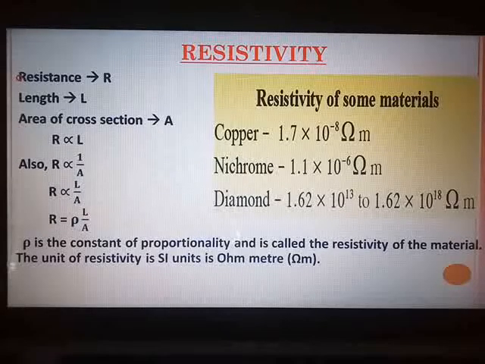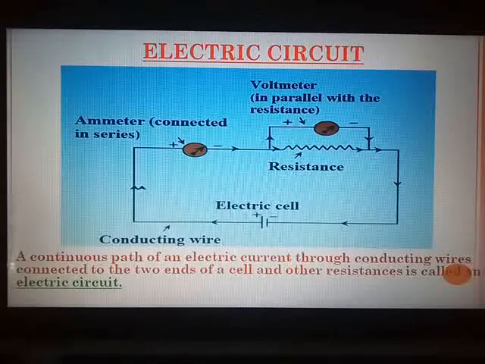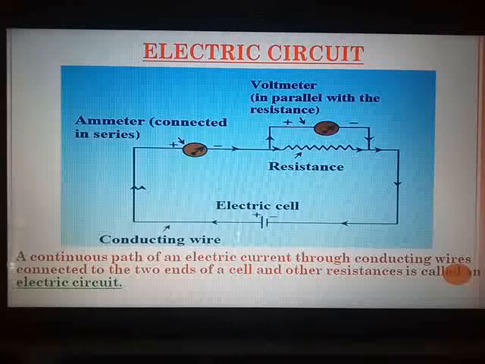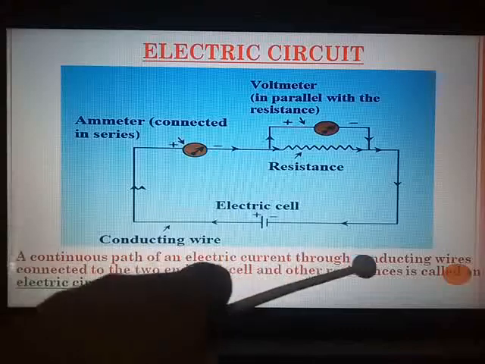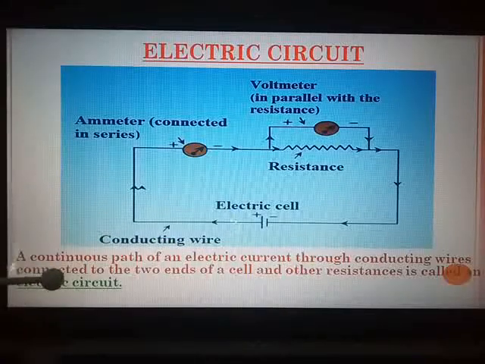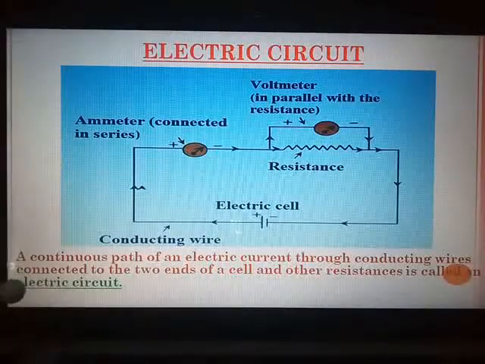Our next topic is electric circuit. You know about the different types of circuits which you have in your houses. So what is this electric circuit in scientific terms? First we will see its definition. A continuous path of an electric current through conducting wires connected to the two ends of a cell and other resistances is called an electric circuit.